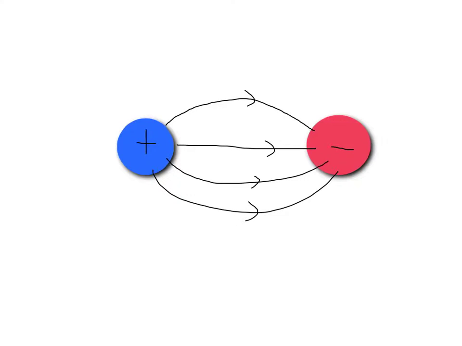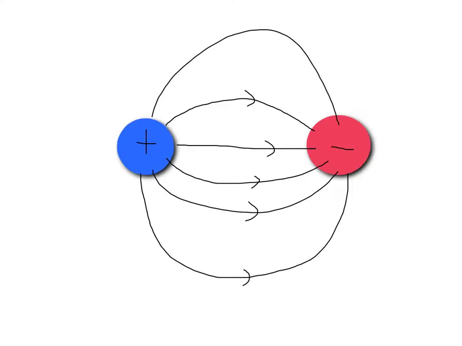So as you can see, the field lines start in the positive charge and end in the negative charge. So the takeaway point is very simple. Every field line starts at a positive charge and ends at a negative charge, or infinitely far from the charge.